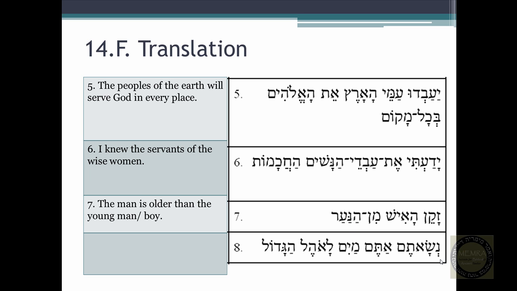Number 8, nesatem atem mayim la ohel hagadol. Verb form. Is it prefixed? No. It's from nasa. Tem tells us it's second masculine plural. This pronoun is also second masculine plural, so we have a little bit of an emphatic construction here, and you can choose to bring that out in the translation or not.